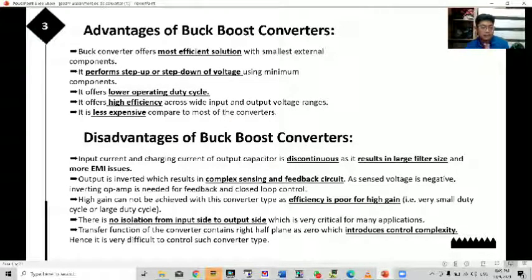The third point is it offers a lower operating duty cycle, and it also offers high efficiency across a wide input and output voltage range. And the last point for the advantages of the buck boost converter is that it is less expensive compared to other converters.